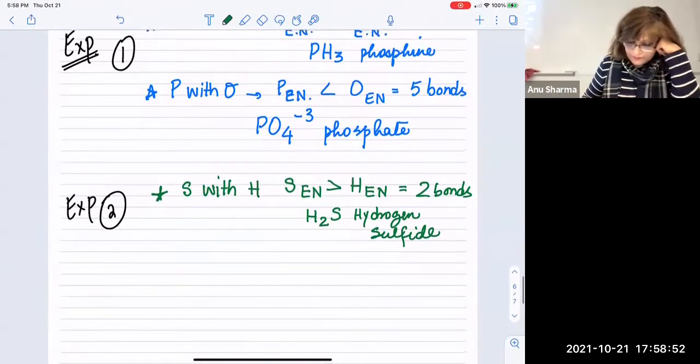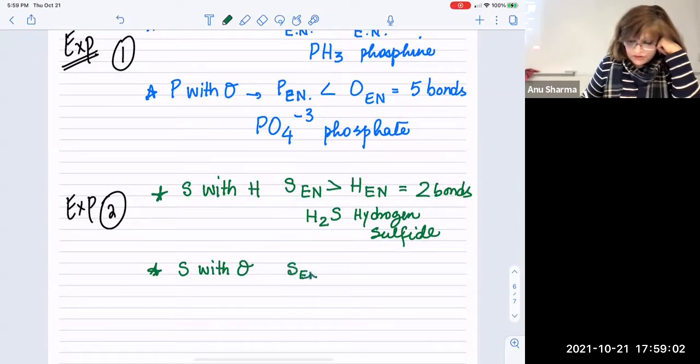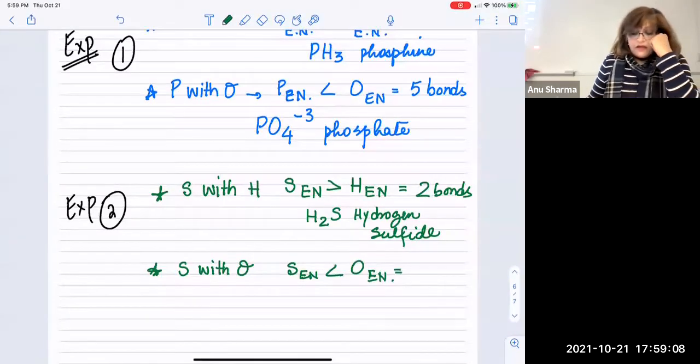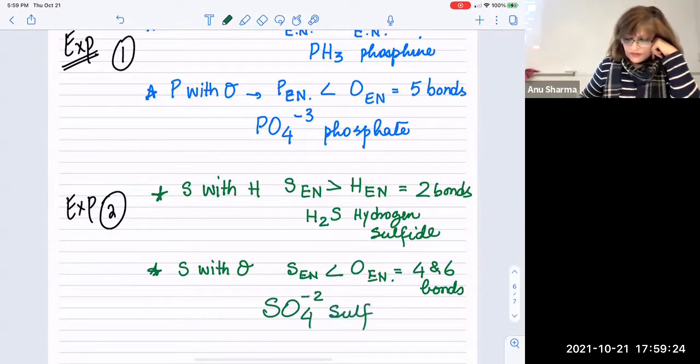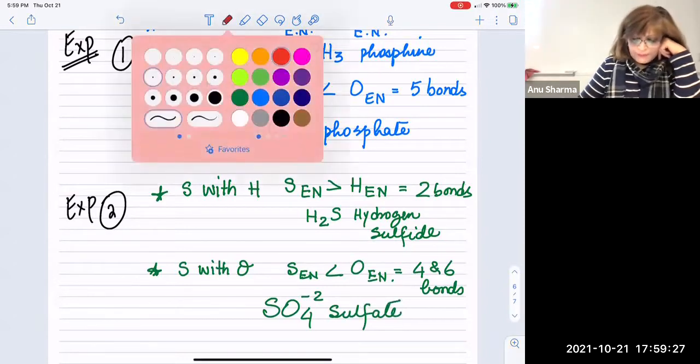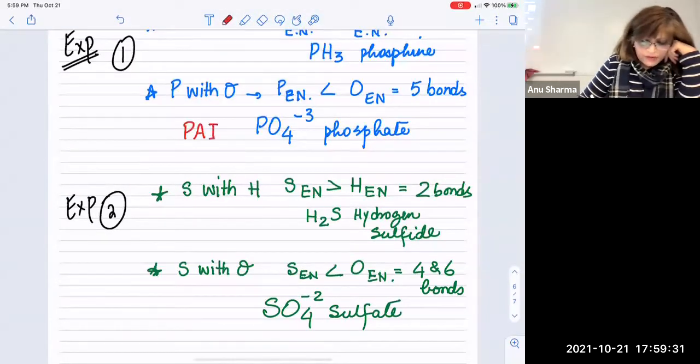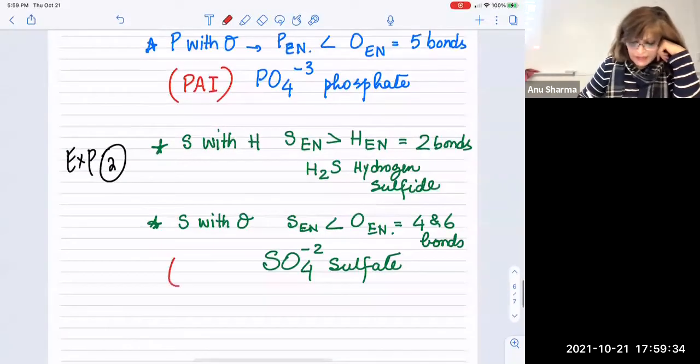Next, you have sulfur with oxygen. Sulfur is now bonded to oxygen, which has higher electronegativity. So sulfur can make 4 and 6 bonds. For example, sulfate, SO4 2 minus. Here it is making 6 bonds. So this is an example of a polyatomic ion. Polyatomic ions expand their capabilities. So this is also a polyatomic ion.